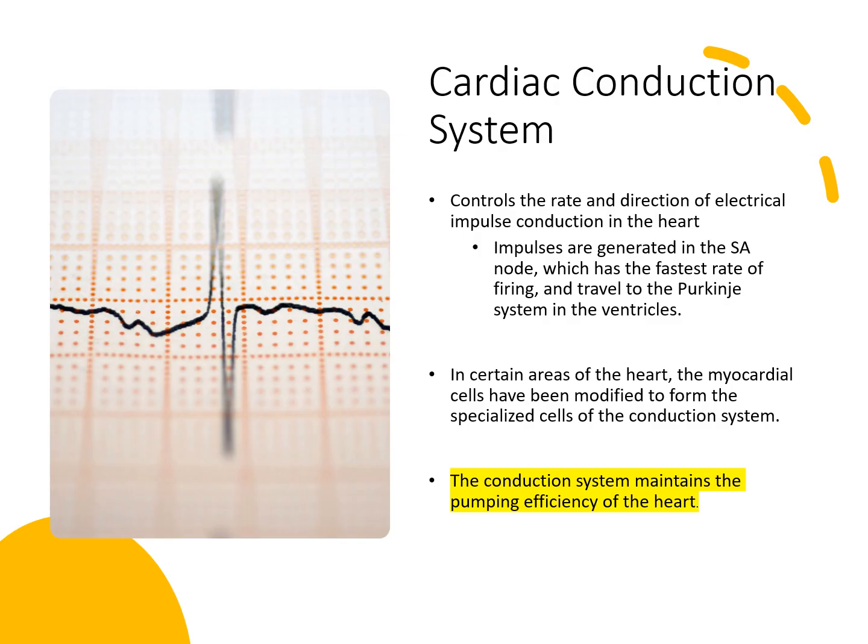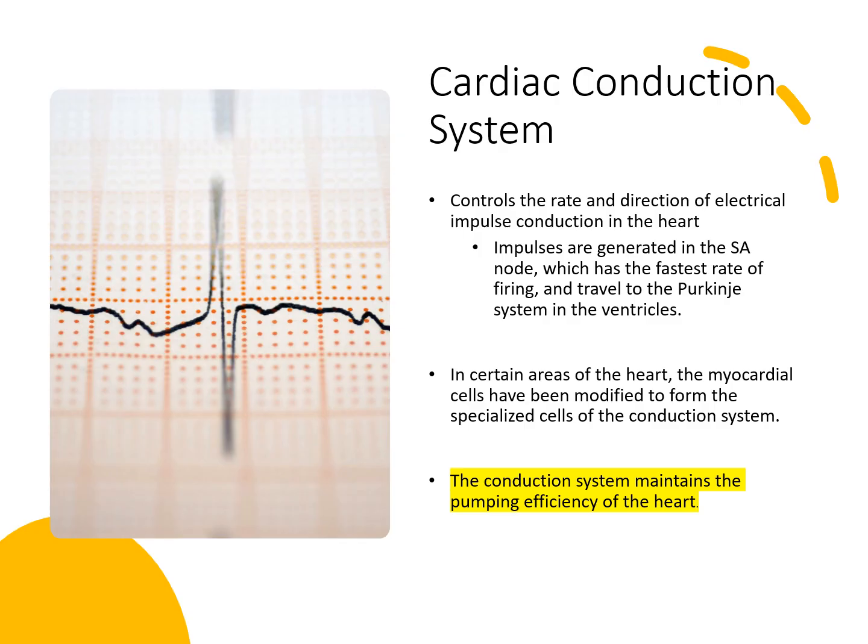in the heart. All impulses are generated in the SA node, which is towards the top of the right atrium. It has the fastest rate of firing of any cells within the cardiac system. And then those signals eventually travel their way down to the Purkinje system in the ventricles. There's some stuff in between. We'll talk about all that, but that's the general top to bottom movement of cardiac conduction.